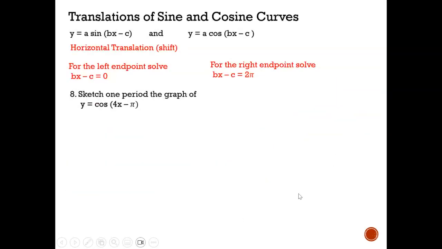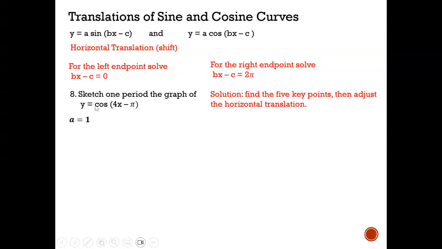Okay. Now, let's do number 8. Number 8 is going to be horizontal translation. Here, guys, for the left endpoint, this is a formula: bx minus c equals 0. And for the right endpoint, it's going to be bx minus c equals 2 pi. I tell my students not to worry about the translation until we find the 5 key points. So in this case, we need to find the 5 key points and then adjust for the horizontal translation.